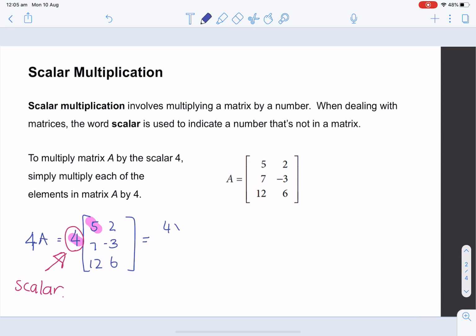So it would be 4 times 5. Then I take the next one, which is 4 times 2. I keep them in the corresponding positions as to what they are sitting in matrix A. So the 5 stays in position A11, the 2 stays in position row 1, column 2, A12. So then I do 4 times 7, 4 times -3, 4 times 12, and 4 times 6.